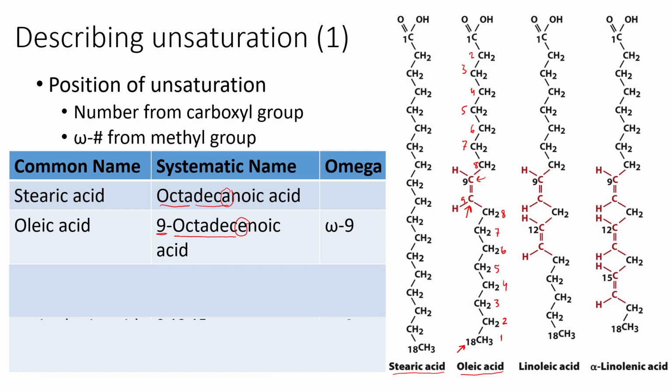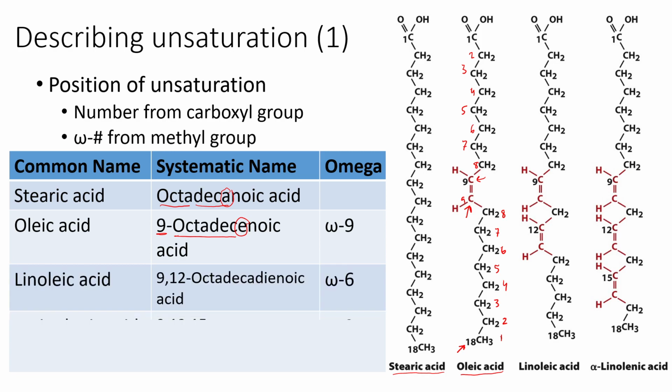It's a little bit different if you start looking at some of these other polyunsaturated fatty acids that we were talking about before, like linoleic acid. So let's take that as our next example. Linoleic acid has 2 double bonds, so its suffix for the systematic name would be dienoic acid. And those double bonds are located 9 and 12 carbons from the carboxyl group. So in the systematic name, we would call it 9,12-octadecadienoic acid. But for the omega system, like I said, we start from the other end.